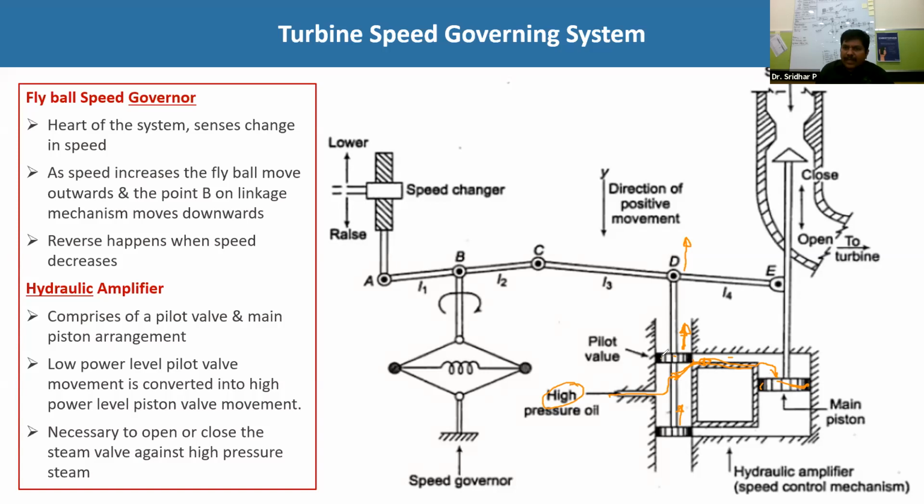Whenever this pilot valve moves in the upward direction, then this high pressure oil will find a path like this. So whenever this high pressure oil is admitted onto this main piston, because of this high pressure oil, this main piston will be pulled in the downward direction. Now this will be pulled in the downward direction. So if this happens, then what about this point E? This will also move in the downward direction. Then what about this one? This also moves in the downward direction.